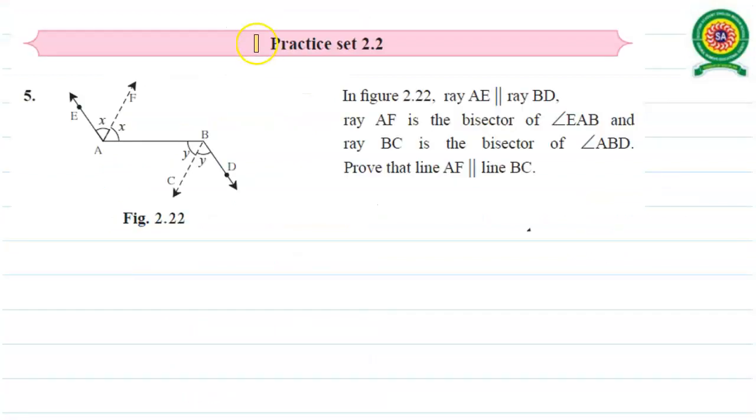Look at question number 5 from practice set 2.2. In figure 2.22, ray AE is parallel to ray BD. Ray AF is the bisector of angle EAB and ray BC is the bisector of angle ABD. Prove that line AF is parallel to BC.